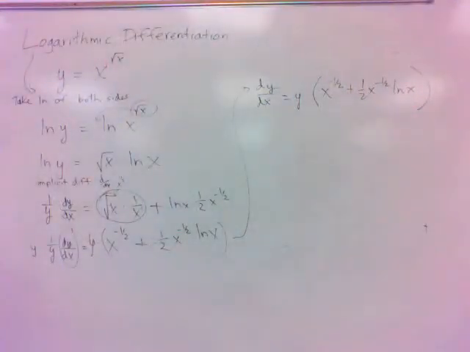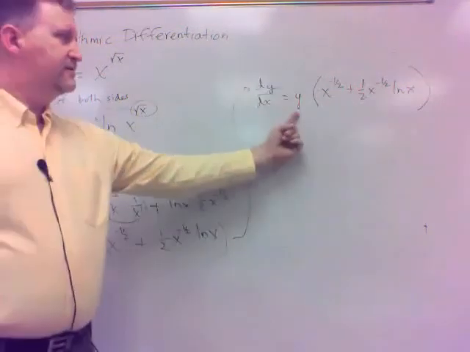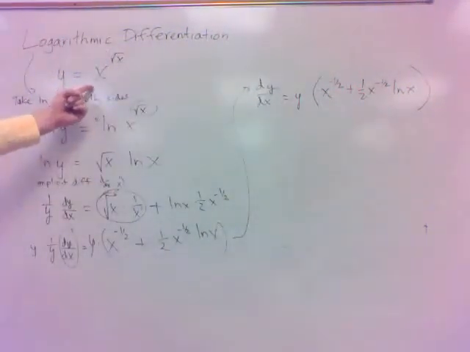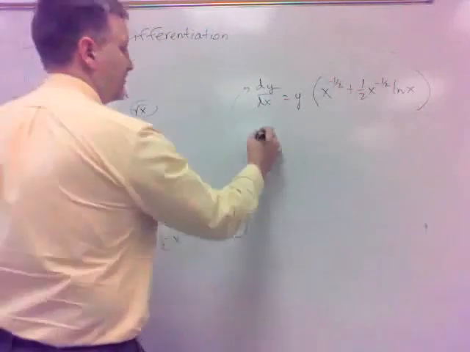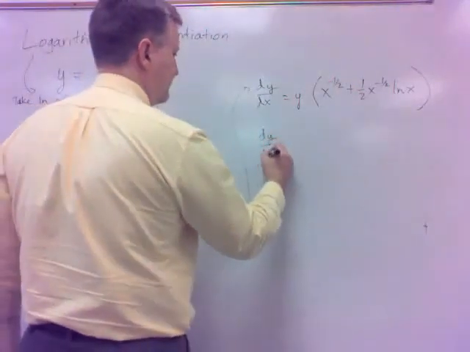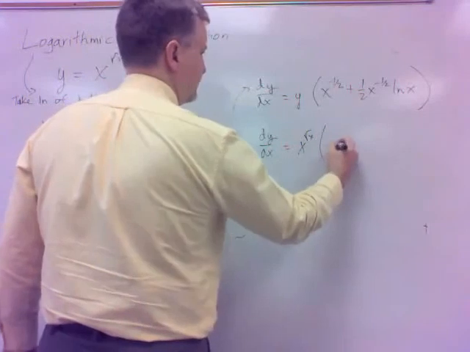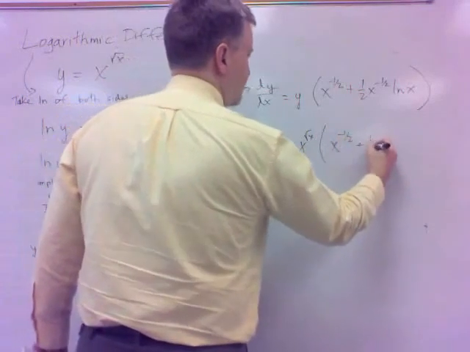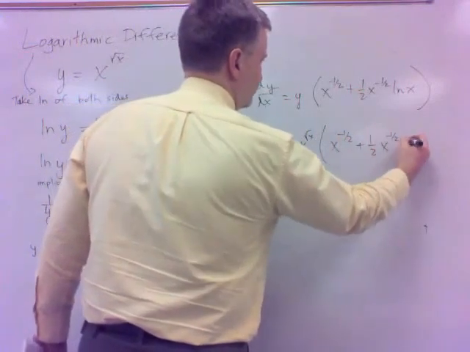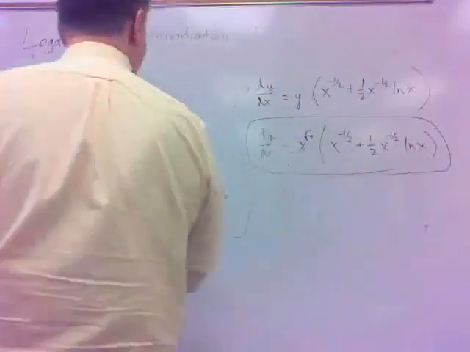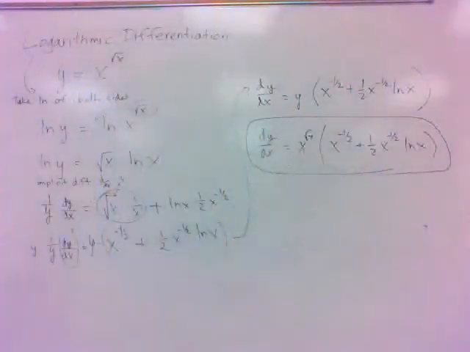And then to get it explicitly in terms of x, change back the y. What does y equal? X to the square root of x. So the final derivative dy/dx, or y prime, is x to the square root of x times x to the minus a half plus a half x to the minus a half ln of x. How about that?